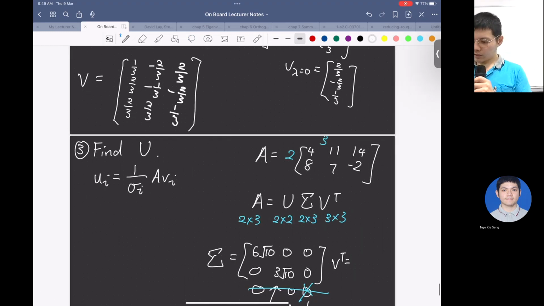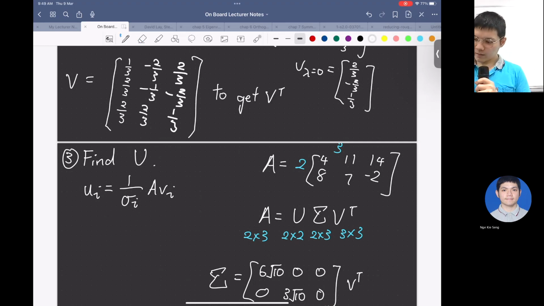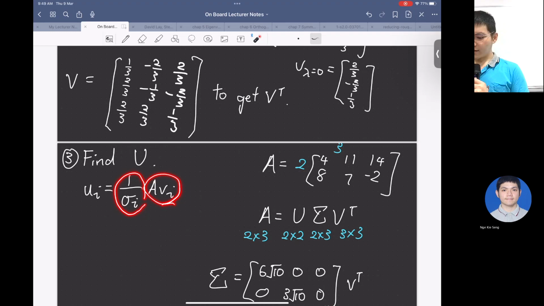Okay. So we need a VT here. To get VT, okay, after we get VT, we need to find U. So U is just A times VI divided by the singular value. Okay. Notice that A times VI is not lambda VI, okay?